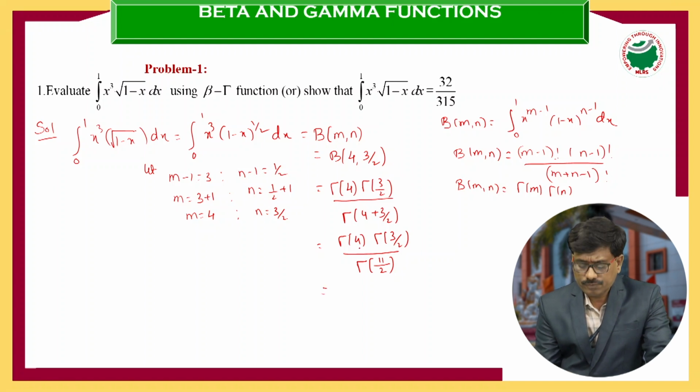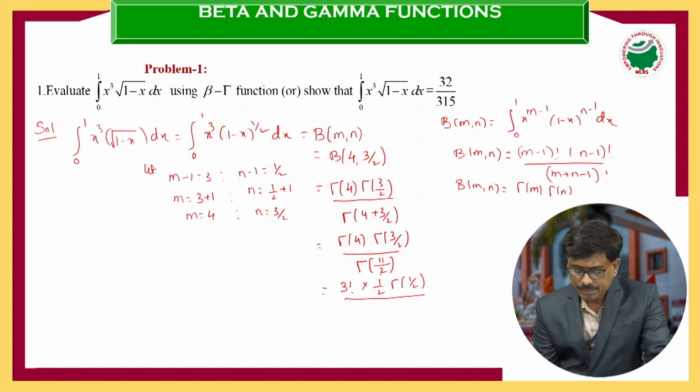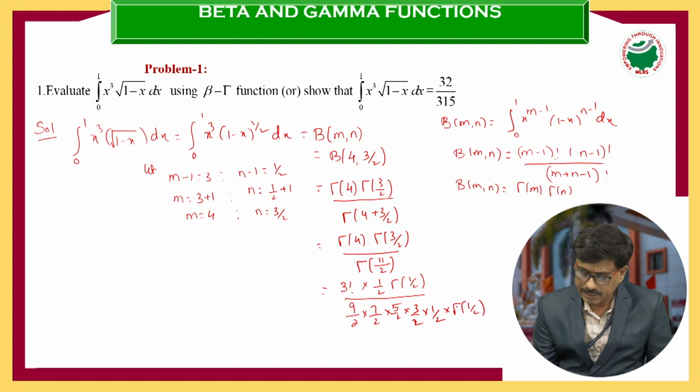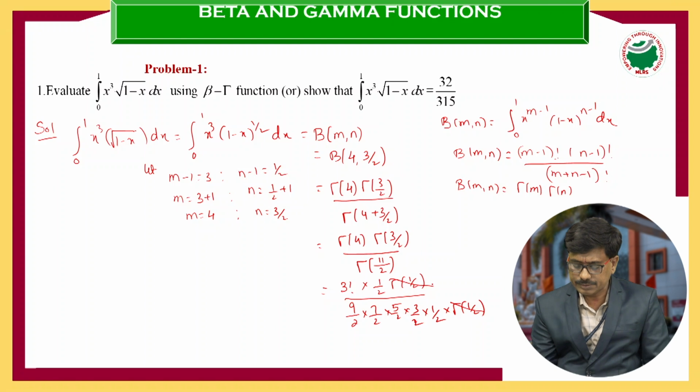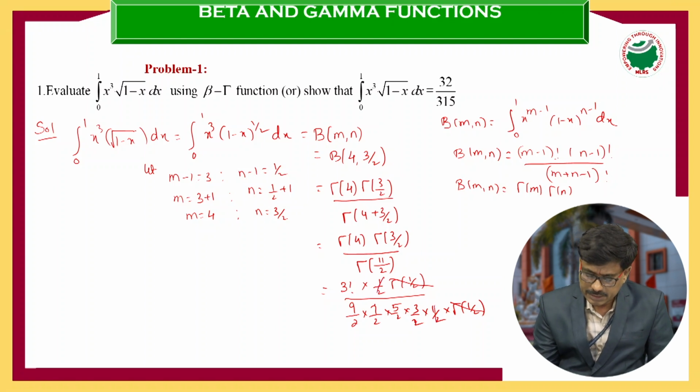Therefore, gamma of 4 can be written as 3 factorial into gamma of 3 by 2 can be written as 1 by 2 into gamma of 1 by 2, divided by gamma of 11 by 2 can be written as 9 by 2, 7 by 2 and 5 by 2 into 3 by 2 into 1 by 2 gamma of 1 by 2. What is gamma of 1 by 2? Root pi. I can cancel this gamma of 1 by 2. This 1 by 2 also gets cancelled.